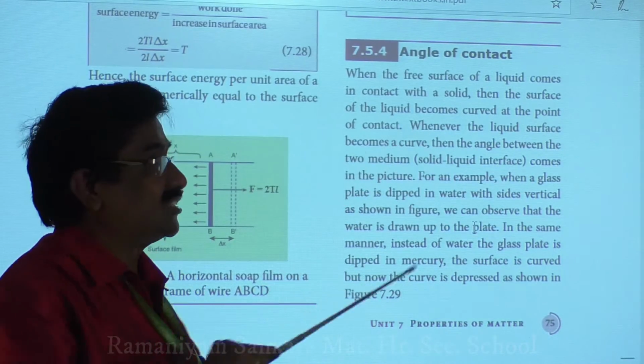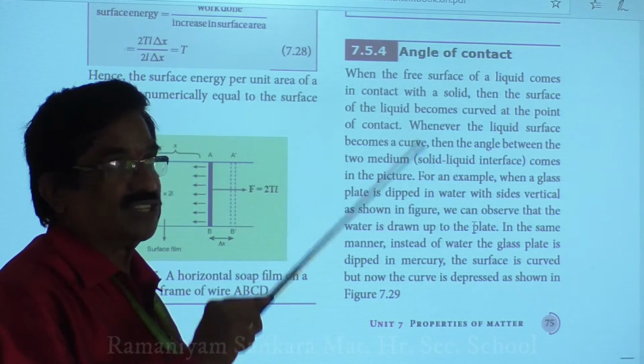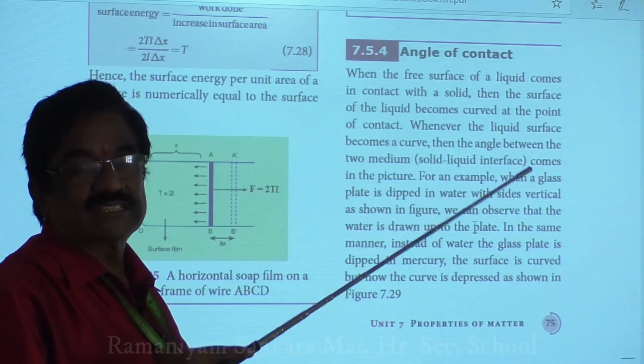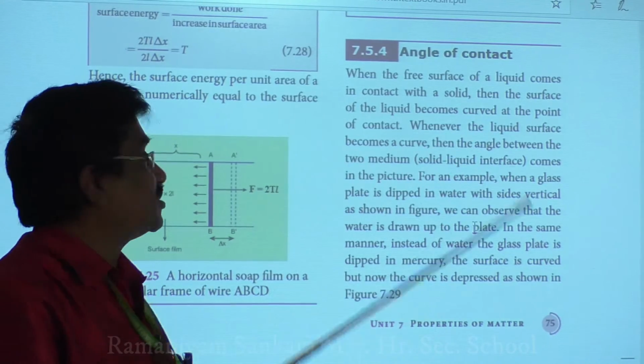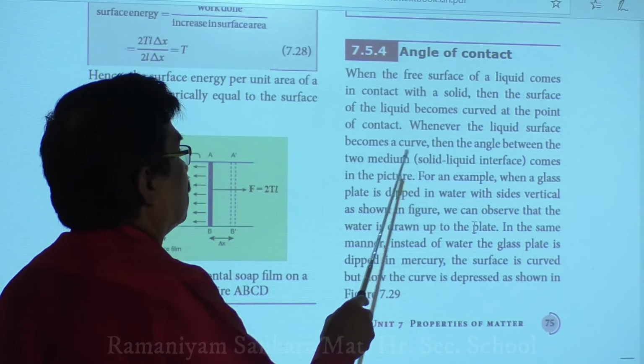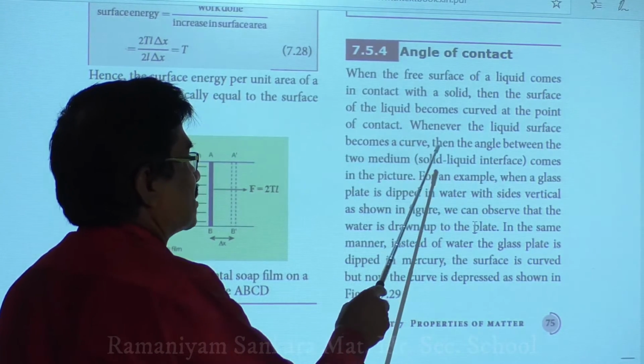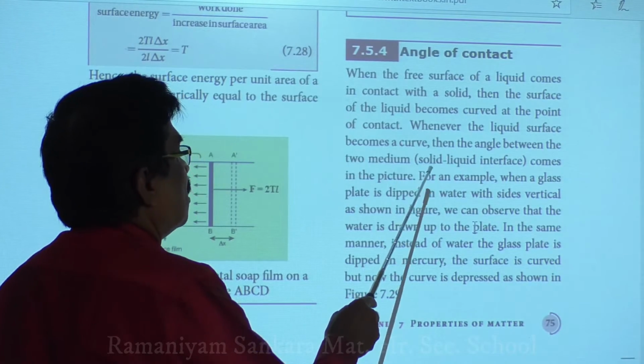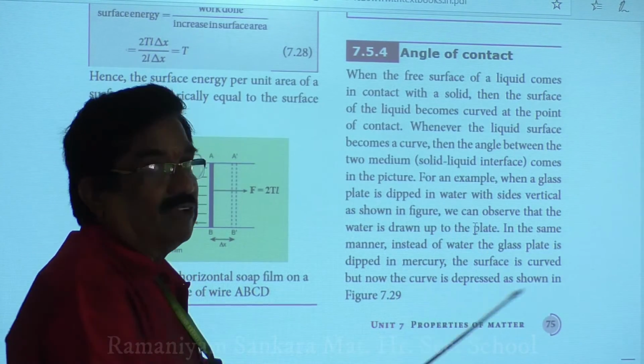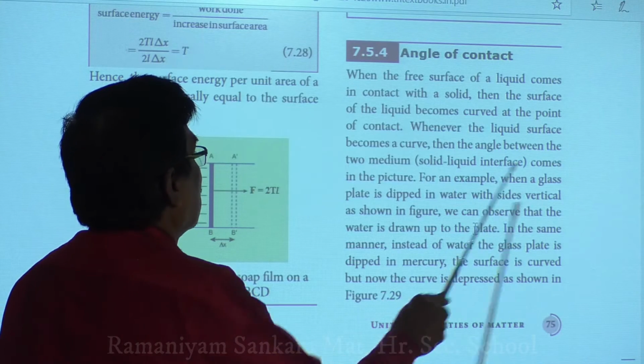We have the upper meniscus and lower meniscus. This is the upper meniscus and this is the lower meniscus. Okay, convex meniscus and concave meniscus. Whenever the liquid surface becomes curved, that's called a meniscus. Then the angle between the two media, at the solid-liquid interface where they join, comes into the picture.